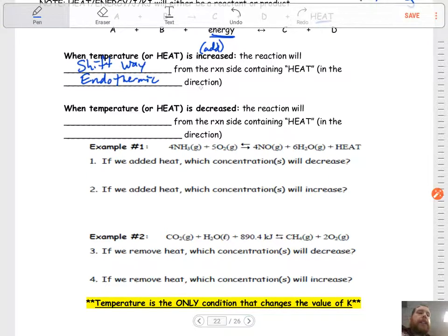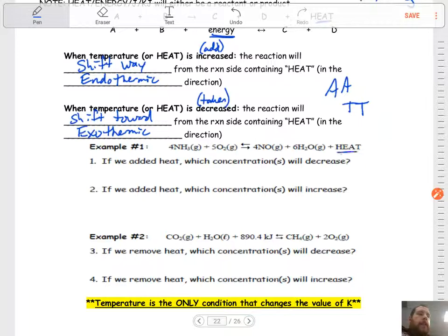When temperature or heat is decreased, the reaction will shift toward the reaction side containing heat. This is in the exothermic direction. So when you're going toward the heat, guys, that's where heat's being produced. That's exothermic. When you're going away from it, that's the endothermic, where it's being consumed. So remember, our AA and TT does apply here. Just think of heat or temperature, guys, as a concentration effect, like it's a substance, which it is.